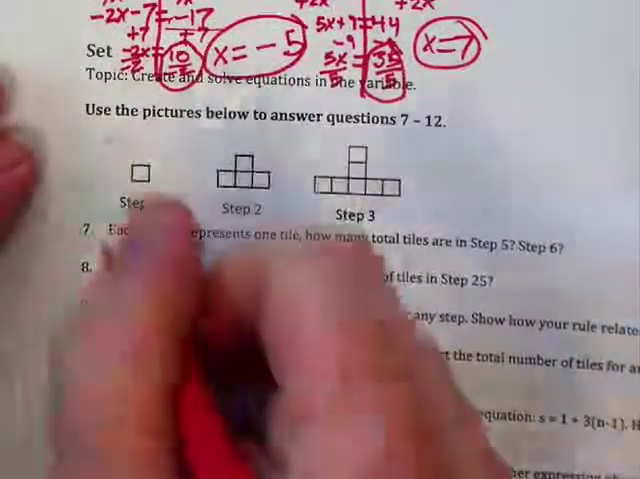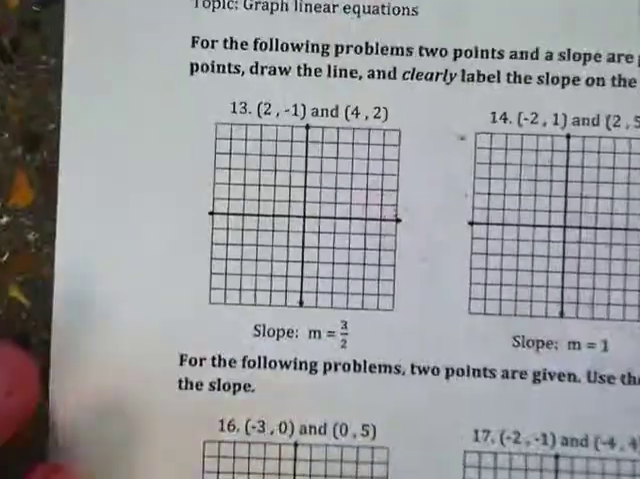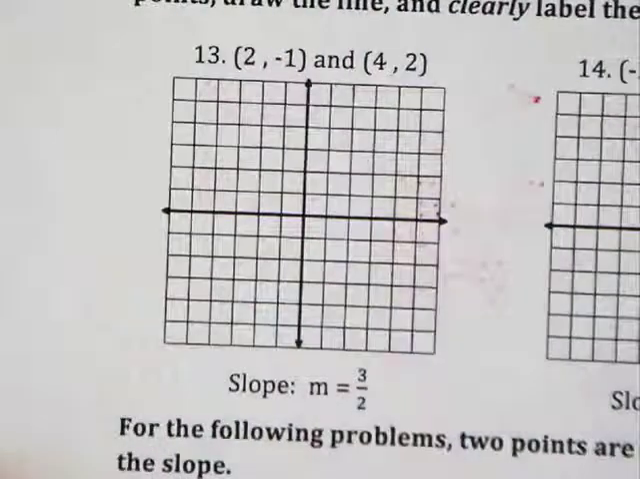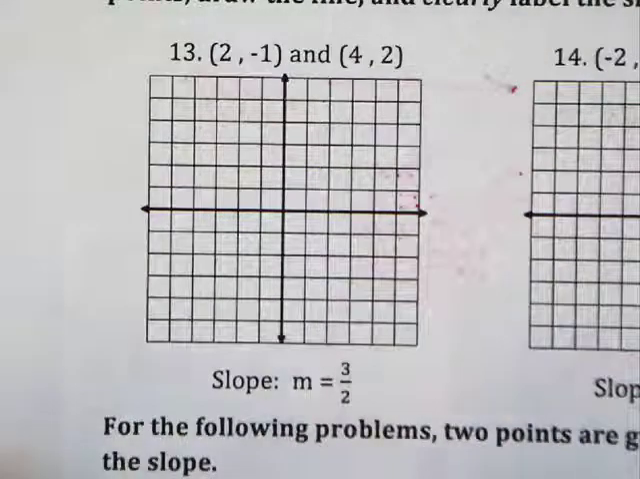Now I'm telling the class they don't need to do number 7 through 12, so we're going to just flip over to the other side, and I'm going to zoom in so it's a little easier to see. Number 13, here we're asked to find the slope and label the slope on the graph. Okay, well, let's plot the 2 points.